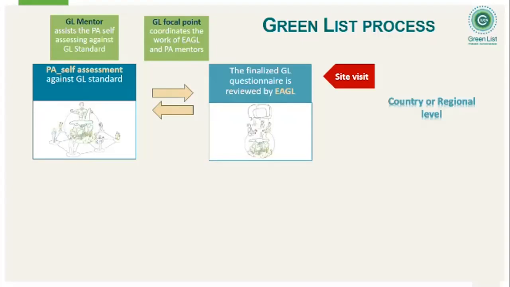When this is done and the Green List application is completed, the area will send it to the EAGLE, the expert assessment group of the Green List. This EAGLE will review the application. If they feel that there are some evidences missing or they need some more clarification, they can ask for more information. They will ask the protected area and the mentor for more information until they are completely satisfied with the application.